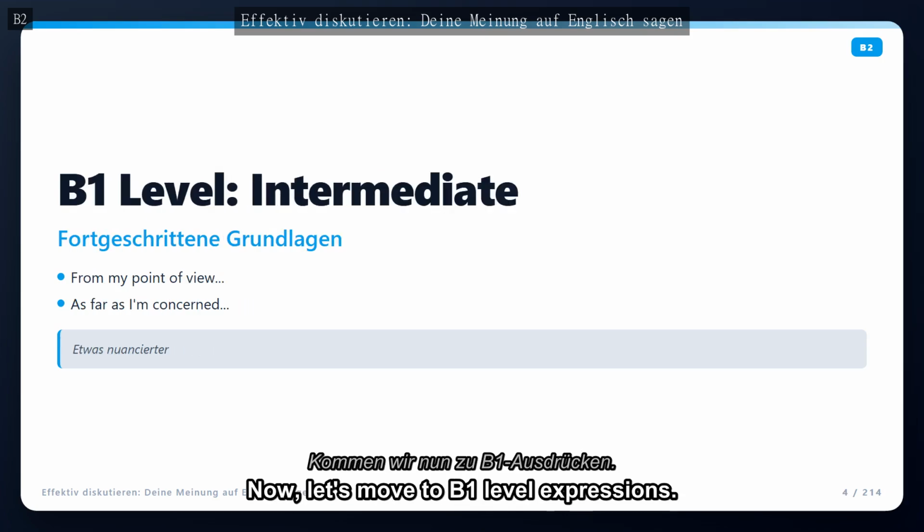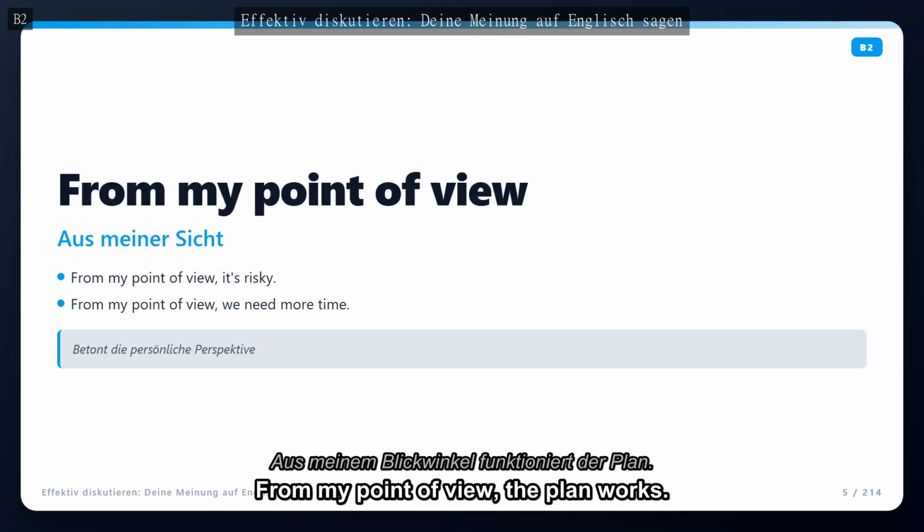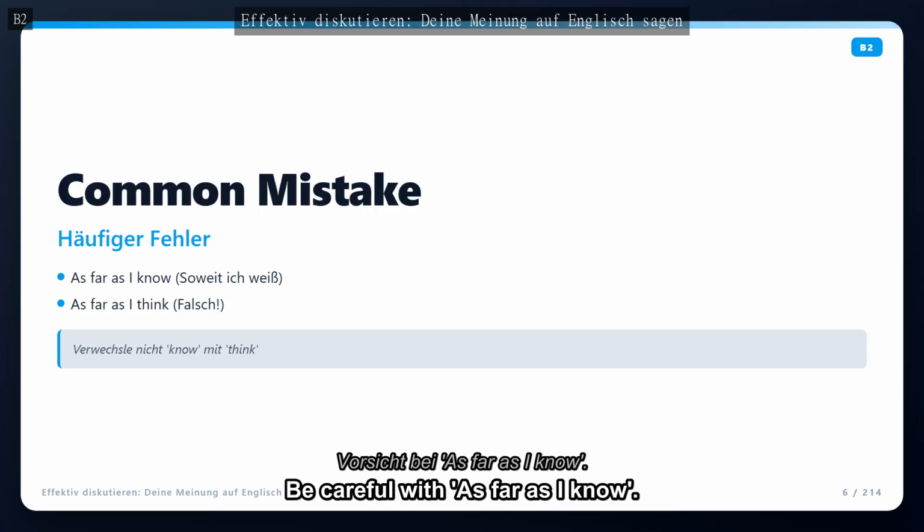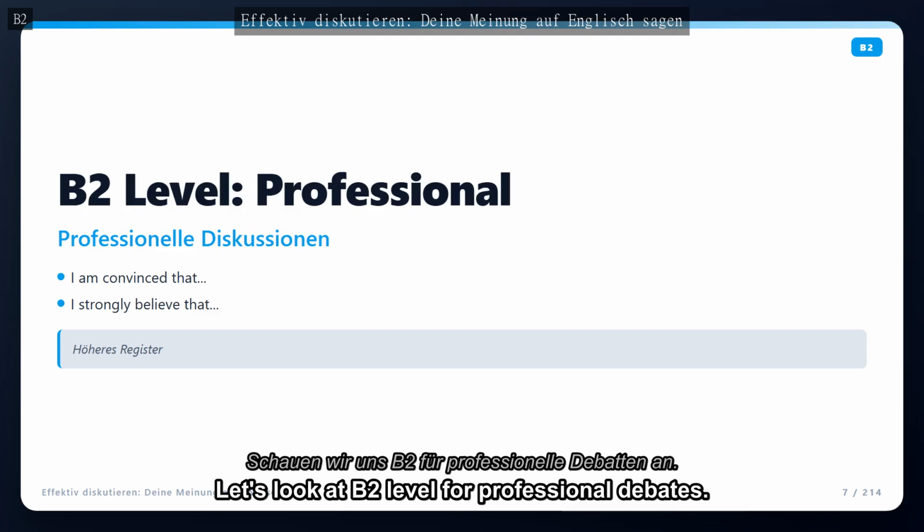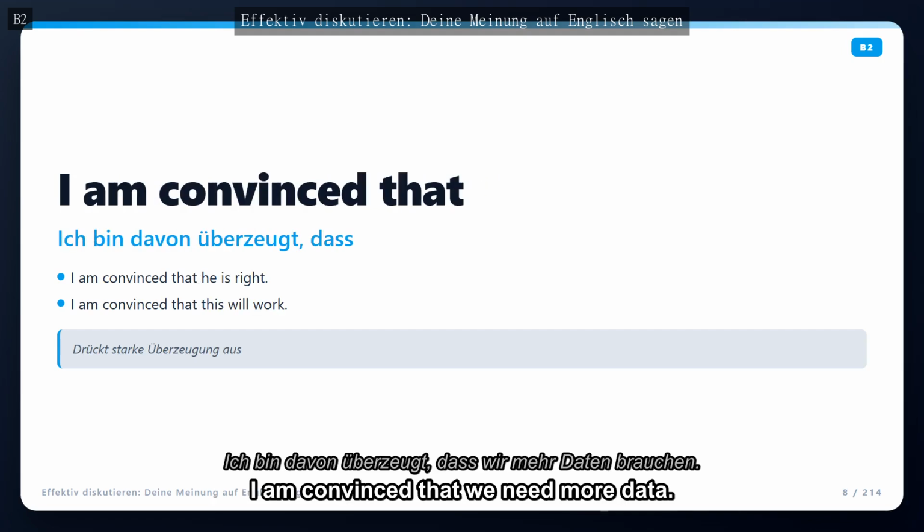Now, let's move to B1 level expressions. From my point of view, the plan works. Be careful with as far as I know. Let's look at B2 level for professional debates. I am convinced that we need more data.